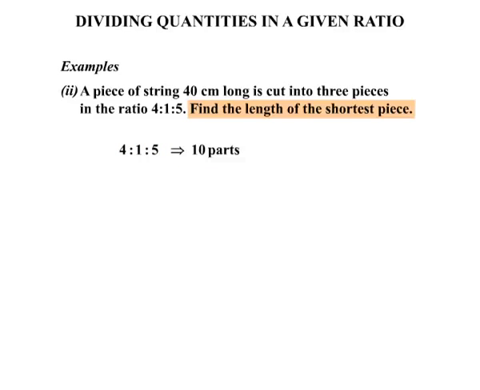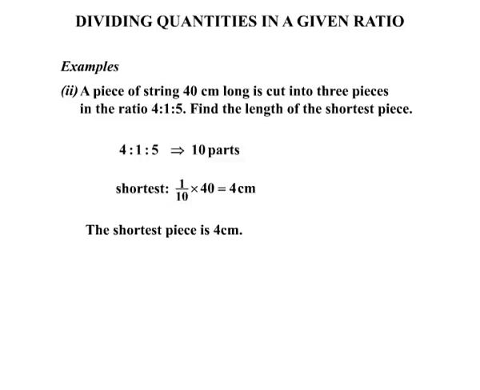Now we need to find the length of the shortest piece. Well, the shortest one, hopefully of those 3 numbers you can consider that 1 would be the shortest. It would be 1 part out of the 10. So as a fraction, 1/10. Now the piece of string is 40 centimetres long, so the shortest bit is 1/10 of that. So 1/10 of 40 ends up being 4 centimetres. So we write then that the shortest piece is 4 centimetres.